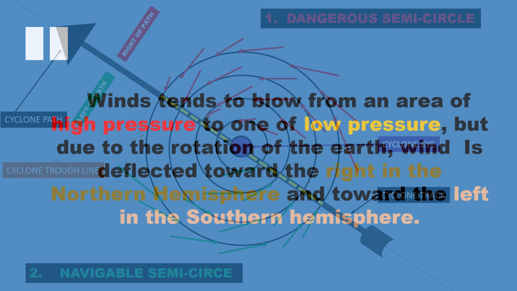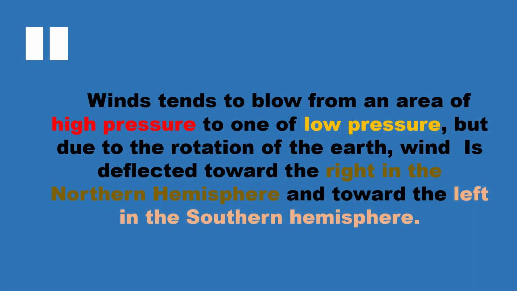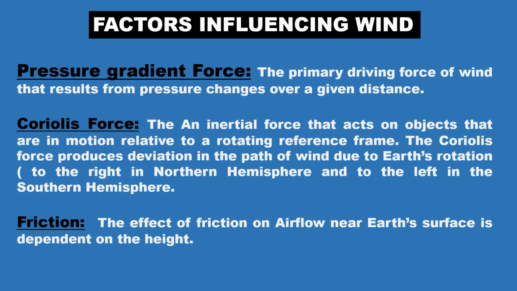And a few more things. You need to know that winds tend to blow from an area of high pressure to one of low pressure. But due to the rotation of the earth, wind is deflected toward the right in the northern hemisphere and towards the left in the southern hemisphere. It's a key thing you need to know. Factors that influence wind are the pressure gradient force, the Coriolis force, and the friction. The pressure gradient force is the primary driving force of wind that results from pressure changes over a given distance. In the next slide, we are going to show you some area changes in pressures.